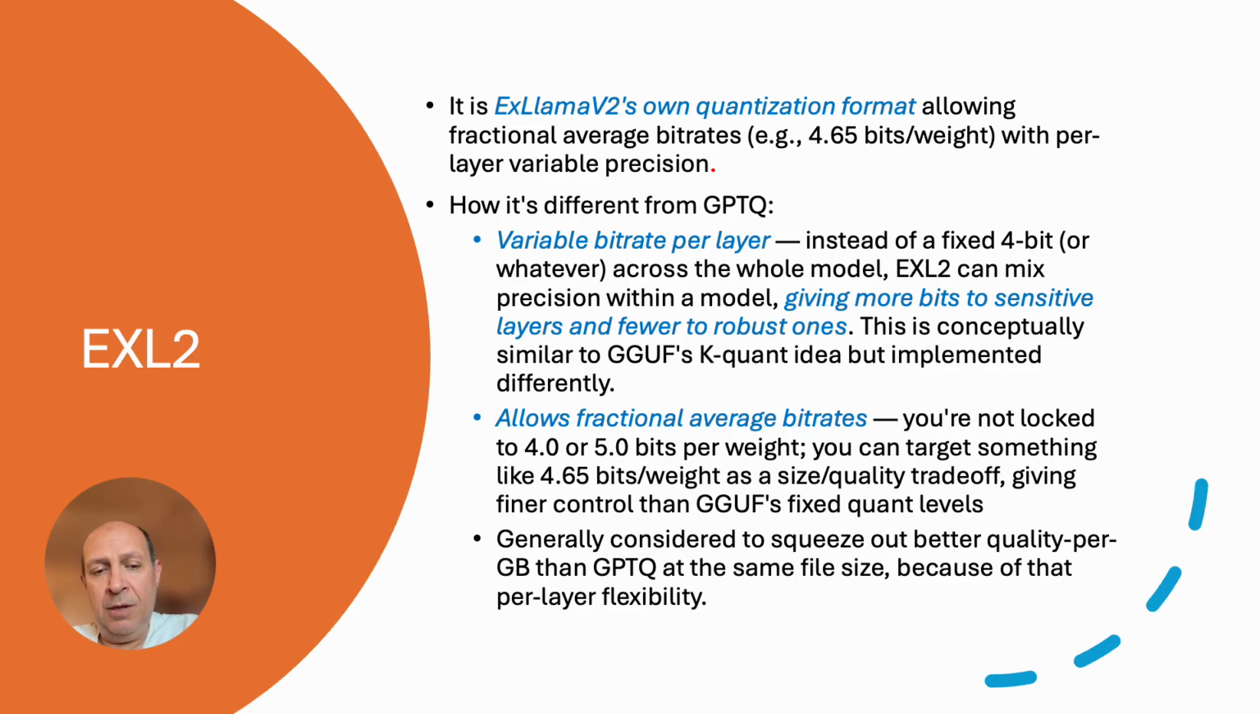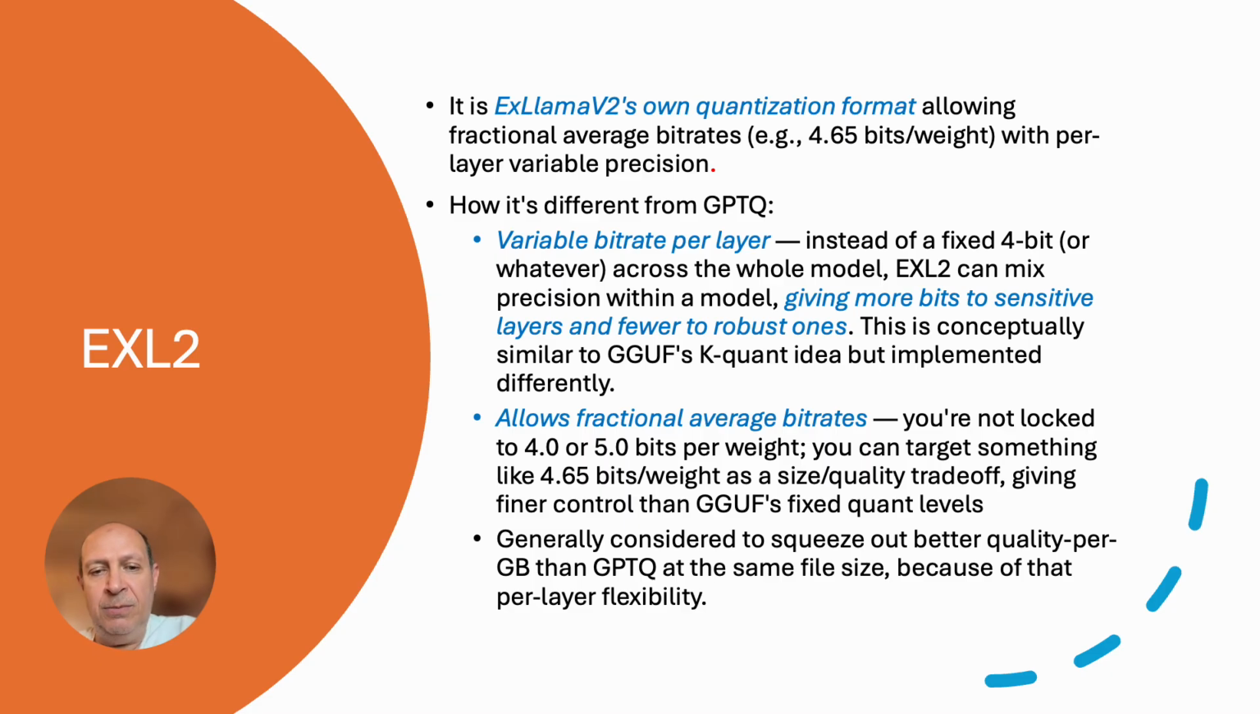EXL2 is another quantization algorithm. It's kind of proprietary because it's used in ExLlama version 2. So EXL2 is the ExLlama version 2 quantization format. What's interesting about this format is that it allows fractional average bit rates, for example, 4.65 bits per weight, as opposed to whole integer bits like we've seen in the previous algorithms. So EXL2 allows fractional average bit rates with per-layer variable precision.